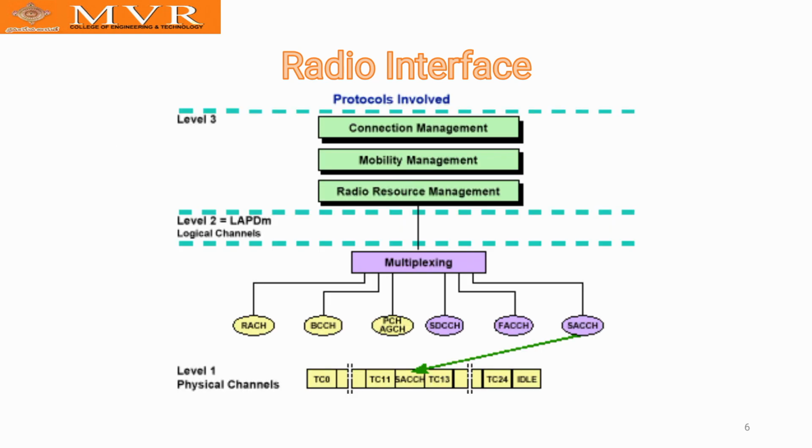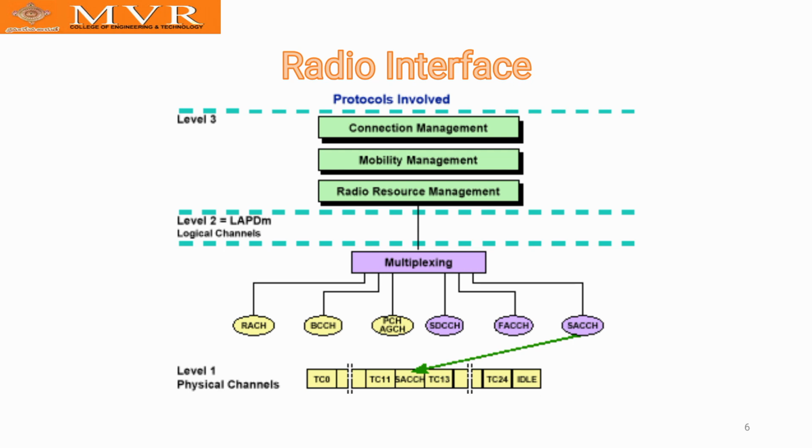The radio interface picture is like this. The protocols involved are level 1, level 2 and level 3. In level 1 it has the TCH, telephonic channel 0 up to 24 and idle, and in level 2 it has the multiplexing.